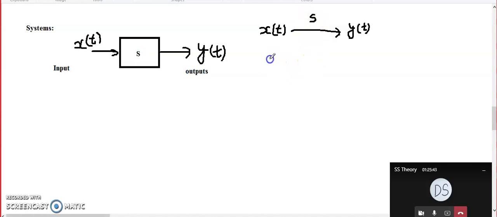Okay, or we can also look at it like this. In a system S, there is some transformation which can be made, which will operate on x(t) to give you the output y(t). In the system S, the output y(t) will be obtained from the input using some kind of transformation called T. T is some operator which operates on the input and gives you the output. So what are systems?